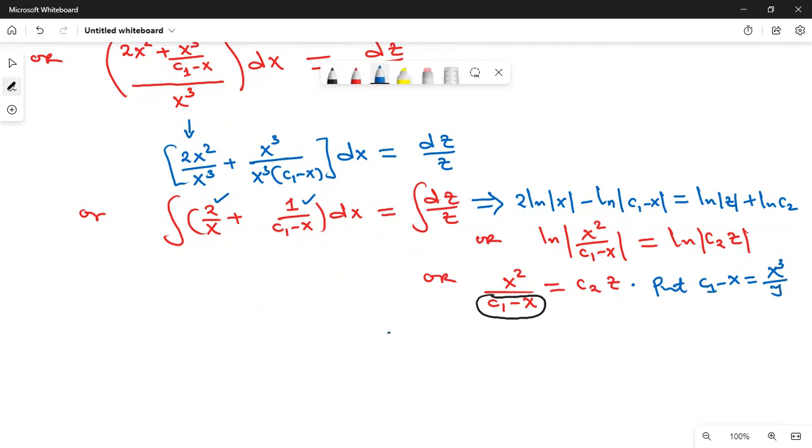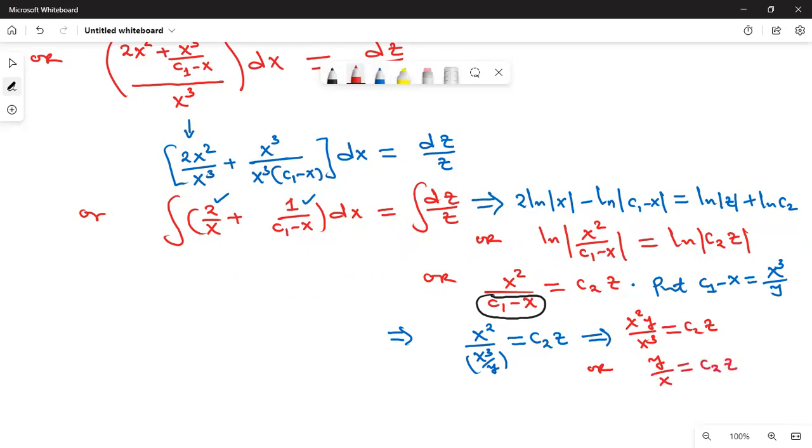So upon substitution, we are going to get this X squared over X cubed over Y, which should be equal to C2Z. When you simplify, it is the same as X squared Y over X cubed equals C2Z, or the X's will cancel, so this Y over X is equal to C2Z. Or you could also make C2 the subject.